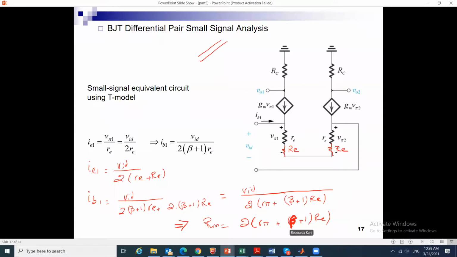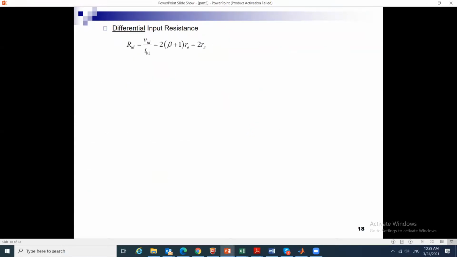So plugging in RE is going to increase the resistance. Instead of being 2R pi it will become 2 into R pi plus beta plus 1 RE. If you recall, when we used to study the transistor with a resistor RE one-sided, we used to say input resistance is R pi plus beta plus 1 times RE. Now when we're applying it differentially to two transistors of the differential amplifier, we see twice that resistance. Okay, so here it is 2R pi, and here it will be 2R pi plus 2 times beta plus 1 RE.